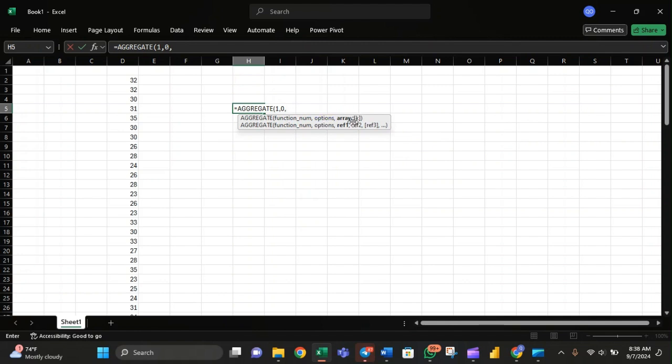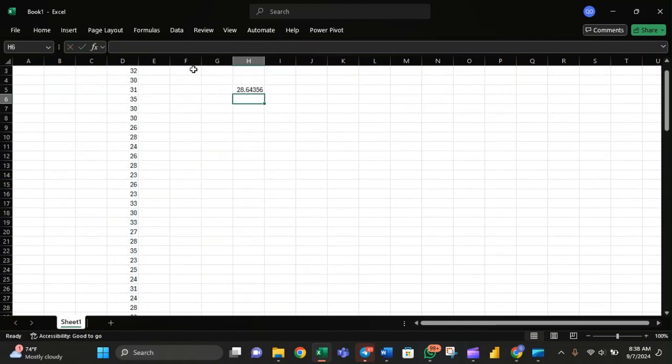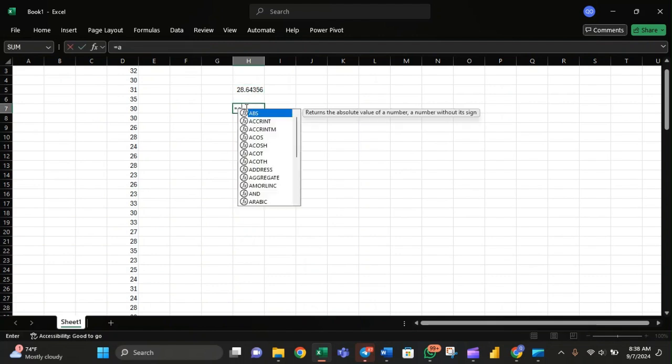Now the next thing is the array. This is the array of my cells, the array of my data. So just close it and enter. So the average value is 28.6436. Exactly. Now let's look for the max: equals to AGGREGATE.